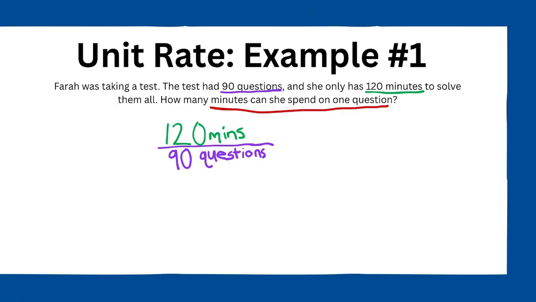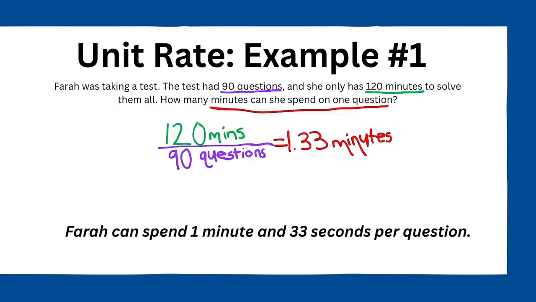So 120 divided by 90, because I'm trying to find out how many minutes can she spend on one question. So when I do that, I get 1.33 minutes. So that means Farah can spend 1 minute and 33 seconds per question. And if needed, or when asked, you can always round to the nearest whole number or tenth, but whenever the question asks. So keep that in mind.